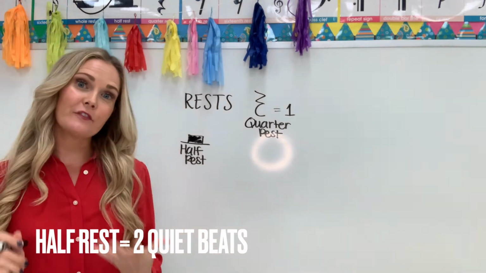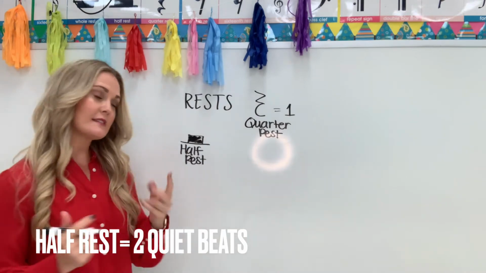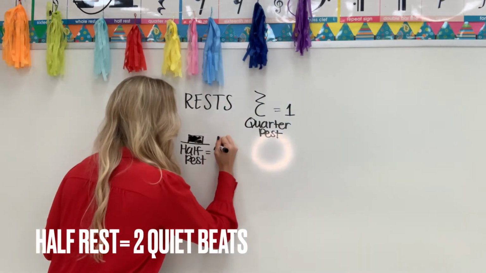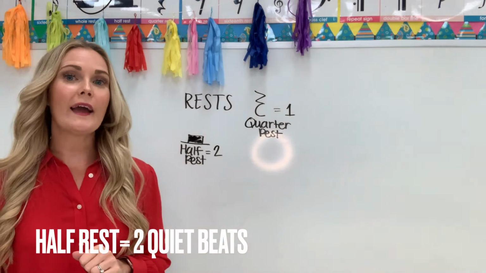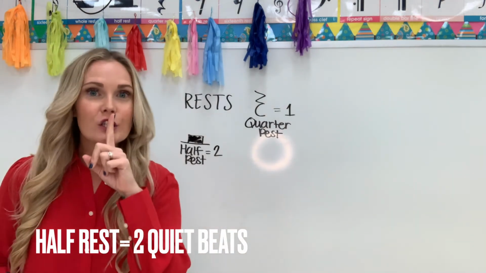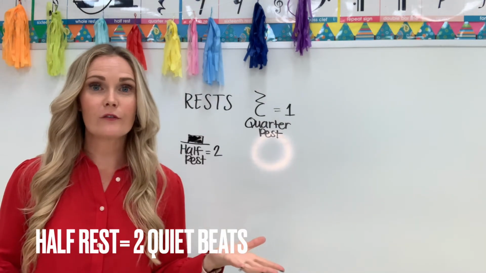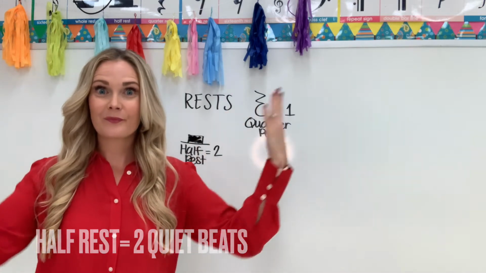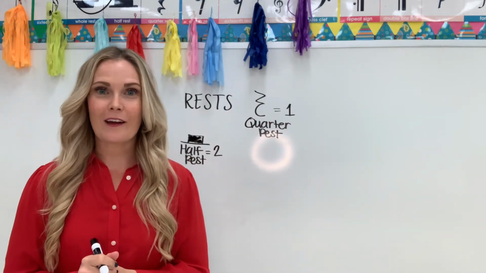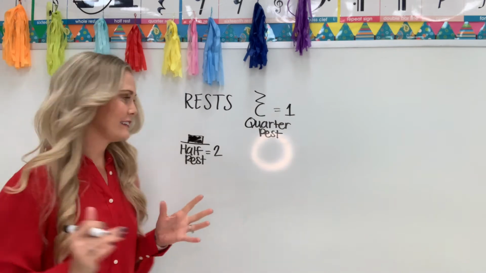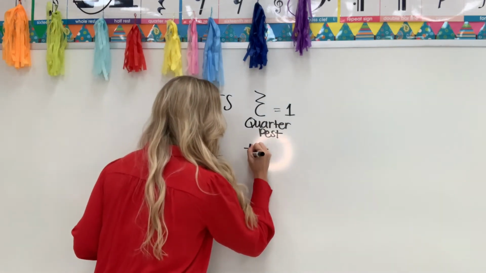And because the half note, as we can remember, equals 2 beats, the half rest also will equal 2 quiet beats. So you're gonna go shh, shh. Or if you're in 3rd, 4th, or 5th grade, you're gonna tap your shoulders for that quiet beat. And then finally, we're gonna learn this rest.